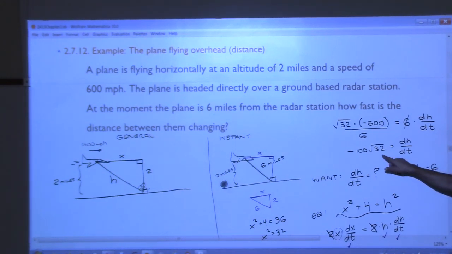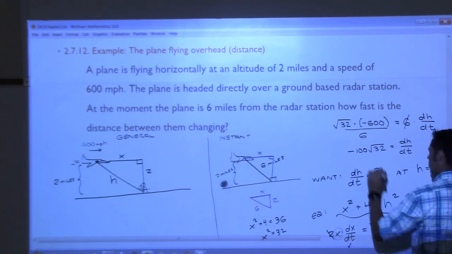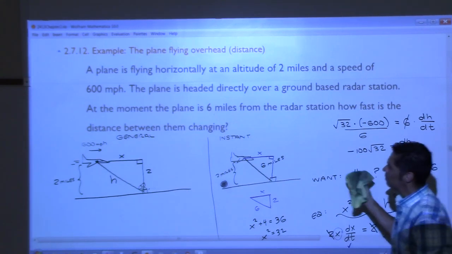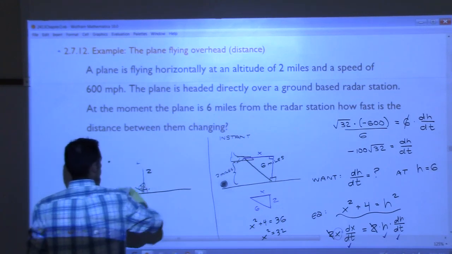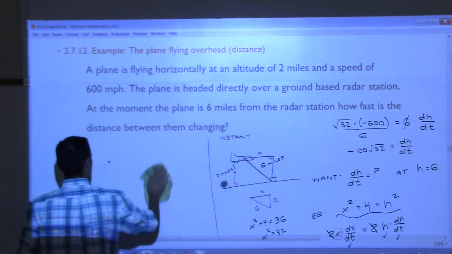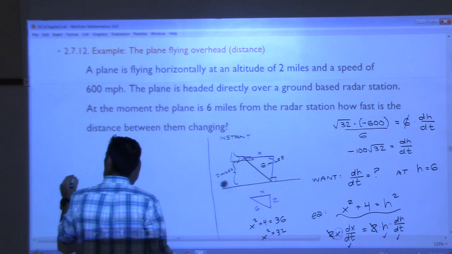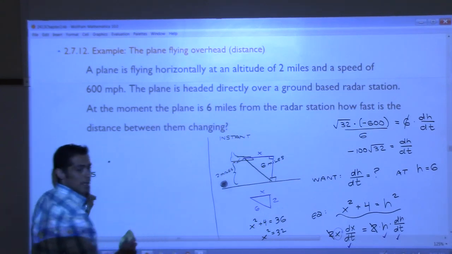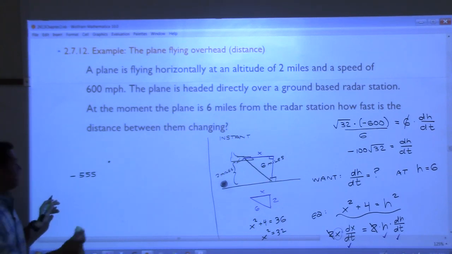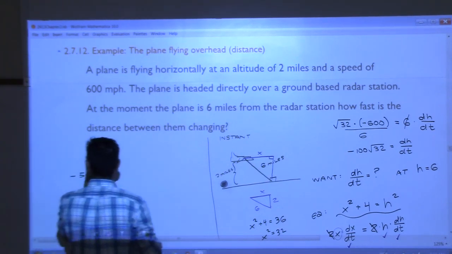Yes? That is the exact answer. Can somebody do that on their calculator real quick and get me a decimal approximation? Negative 555. Negative 565? Yeah. Okay. Point something?